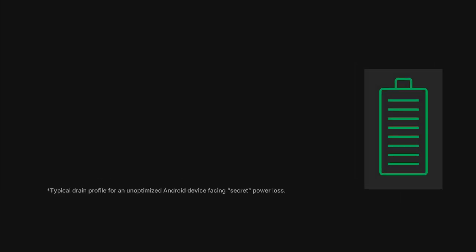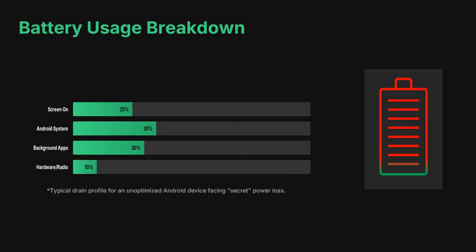Battery usage breakdown. Looking at a typical unoptimized device, the visible drain from the screen is only about 25%. Notice the bulk of the consumption is taken up by the Android system and background apps. This 65% is where those hidden wakelocks and non-essential tasks are quietly consuming your charge while you are not even using the phone.